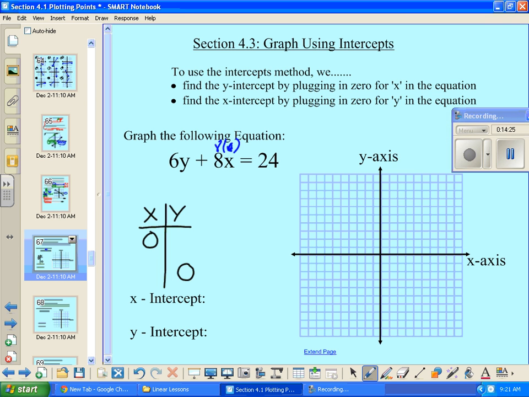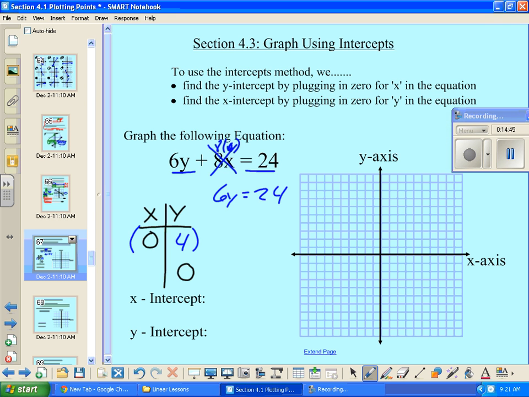8 times 0 is just going to give me 0. So again, you'll see me do that often on the board, but I'm just going to cross out 8x because 8 times 0 gives me 0. That's just gone. All that's left is the 6y equals 24. So I'm going to rewrite that as a little one-step equation. Divide both sides by 6. I get y equals 4.